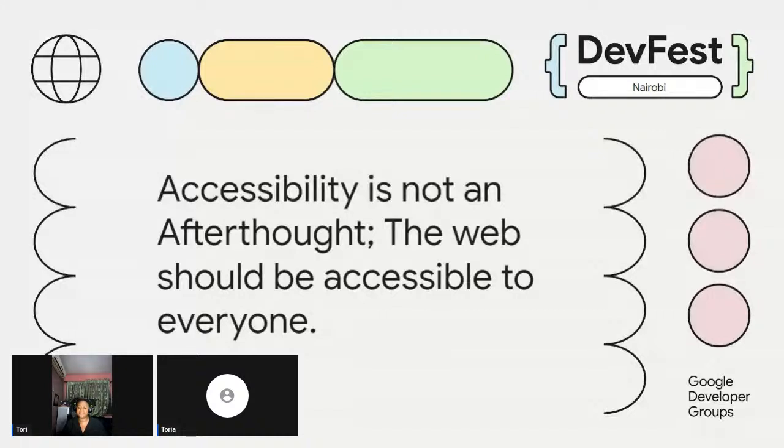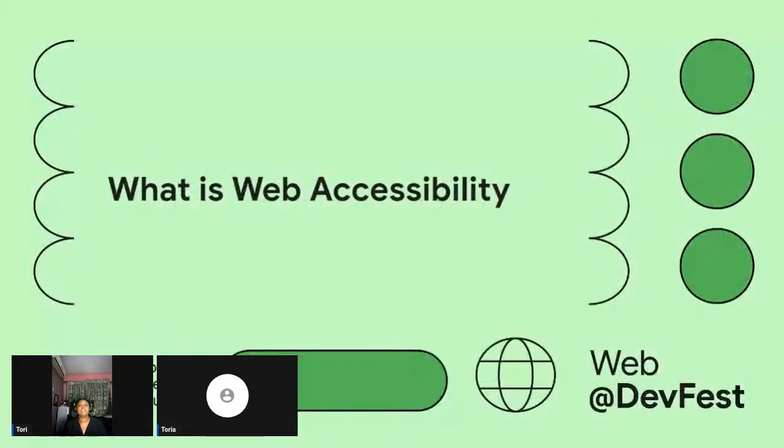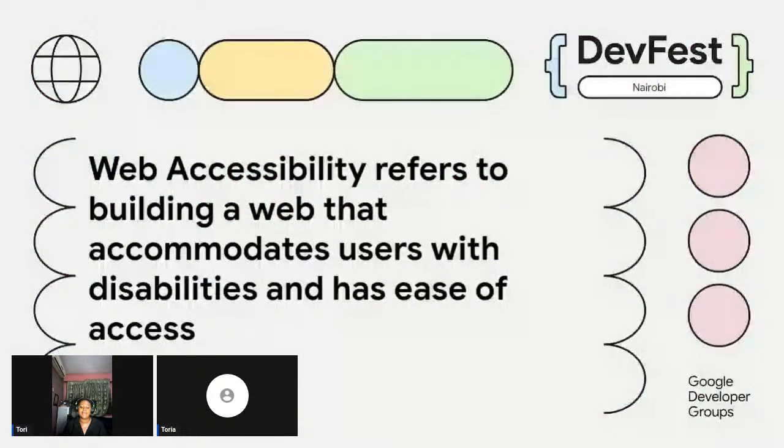Accessibility is not an afterthought. The web should be accessible to everyone. Now, let us point that illustration to the web. This time around, not the environment, but the web, right? Now that we know what accessibility is not, let us find out what accessibility is. Web accessibility refers to building a web that accommodates users with disabilities, has ease of access, right? This is the general definition of what web accessibility is.